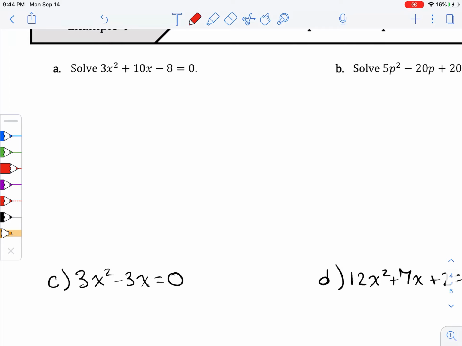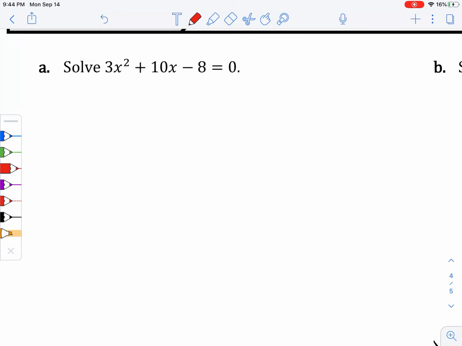So if we look at part A to start, just think factoring by grouping here. There's no common monomial that I can factor out right at the beginning. So I'm just going to go ahead and multiply these. So I have negative 24, negative 1 and 24, negative 2 and 12. So negative 2 and 12 gets me to positive 10. So I'm going to write this as 3x squared minus 2x plus 12x minus 8 equals 0. First two groups, my second two groups.